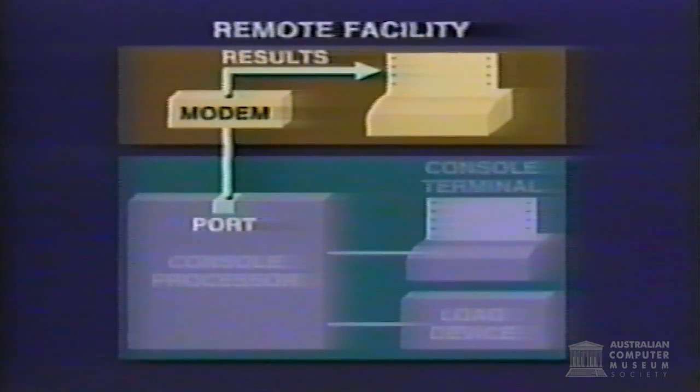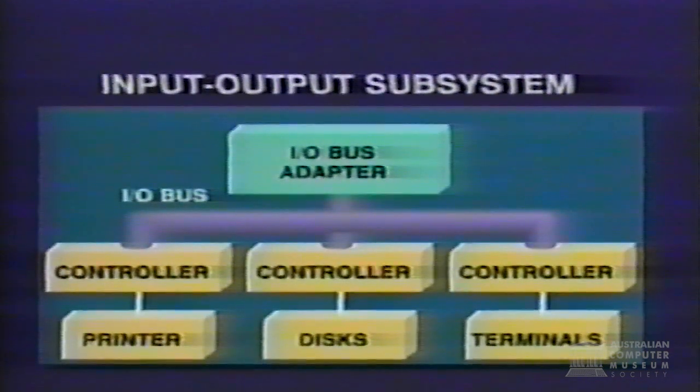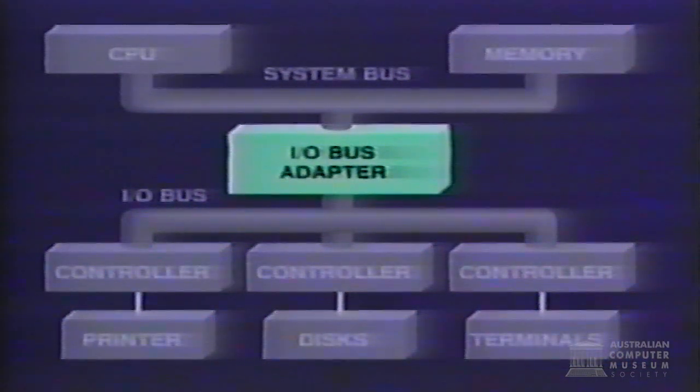The final element in our general model of a VAX system is the input-output subsystem. Typically, it consists of an I/O bus adapter, an I/O bus, several device controllers, and a variety of peripheral devices such as printers, disks, and terminals. The I/O bus adapter connects the input-output subsystem to the rest of the VAX system.